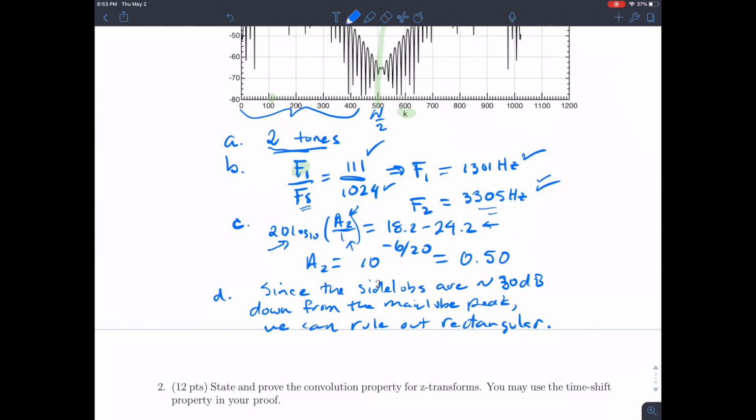The question might come up, how do you know which order you should go in? Well, I know A1 is stronger than A2, so I should get a negative value for this number. So when I plug in 10 to the minus 6/20, that is 0.5. If I had put a plus 6 there, I would have gotten a gain instead of a reduction.